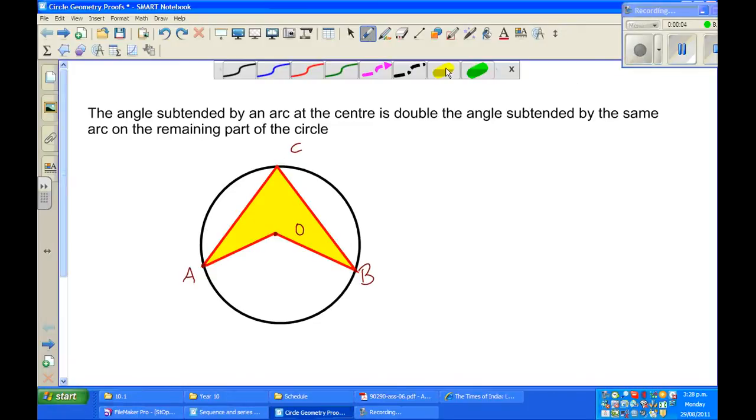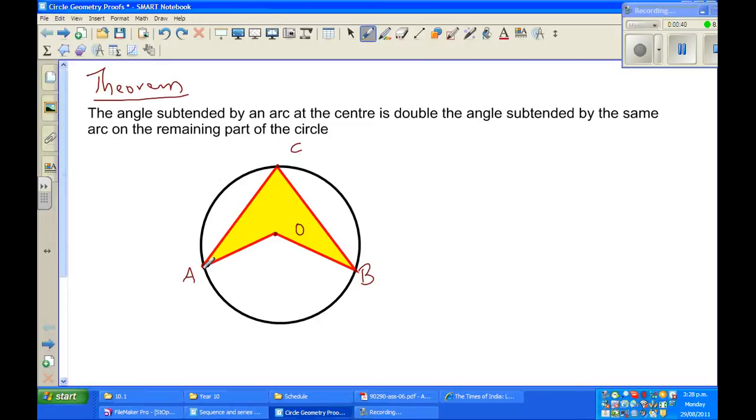Hello friends, in this video I'm going to prove a very important result in circle geometry. Now this is a statement, or this is a theorem. What is the statement? The angle subtended by an arc at the center is double the angle subtended by the same arc on the remaining part of the circle. The sentence looks a bit difficult to understand, but I'll explain.